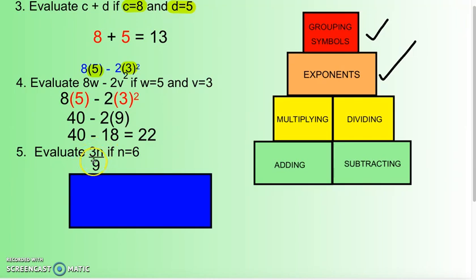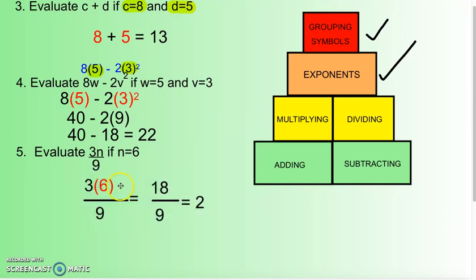And what does this line under here mean? Does that mean add, subtract, multiply, or divide? Right again. It means division. A straight line like that means division. So I'm going to do 3 times 6, which is 18, divided by 9. 18 divided by 9 is 2.